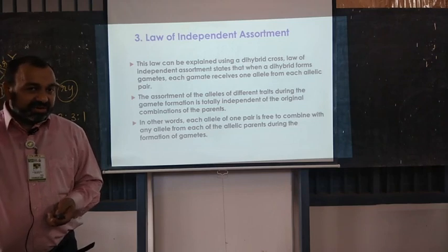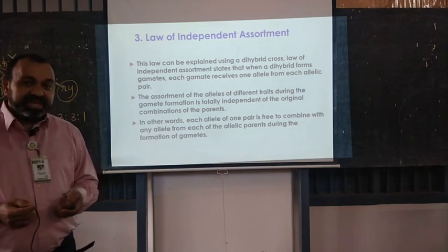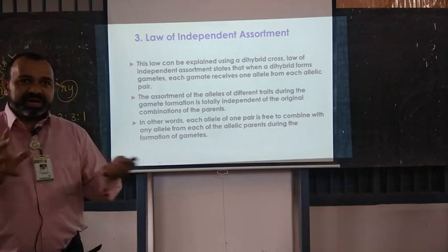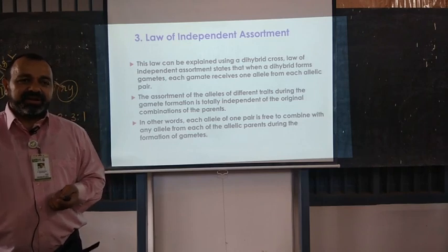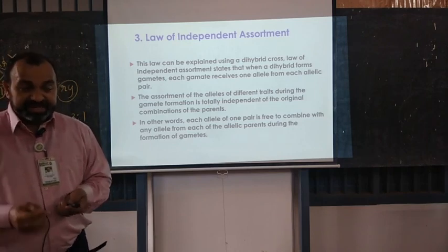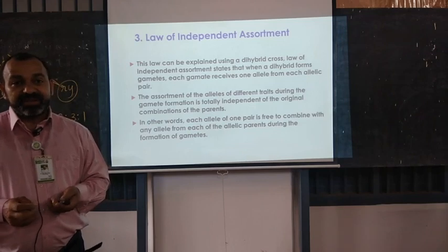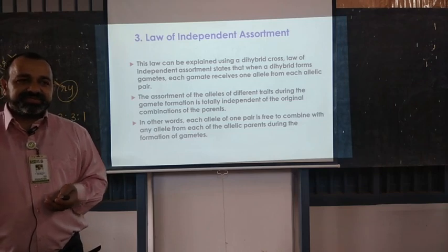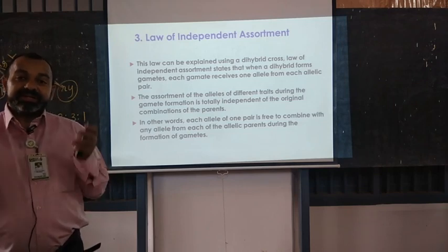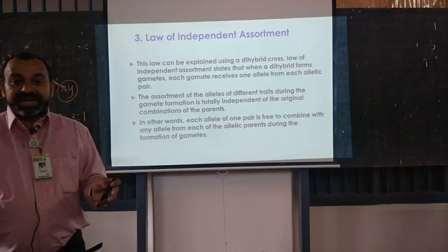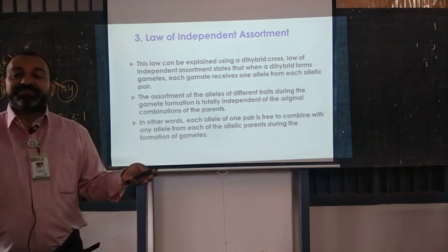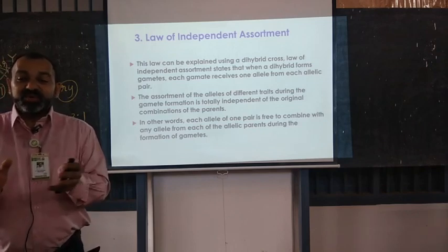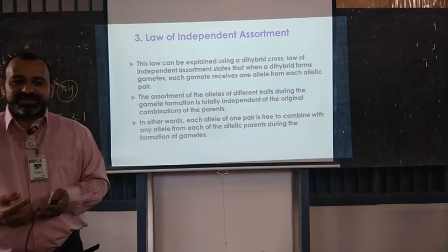This law is in close association with the law of segregation. So normally these two laws are stated or coupled together: the law of independent assortment and the law of segregation. Here, this is a continuation of the second law of segregation. The two allelic forms, separated or segregated, are free now to make new combinations. They are free to choose their counterpart.